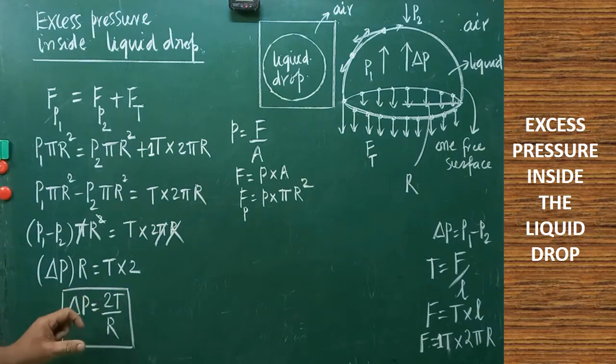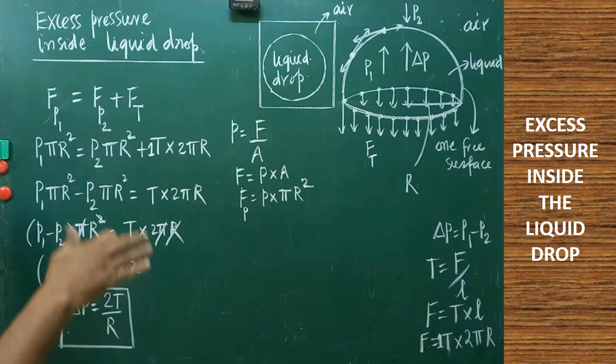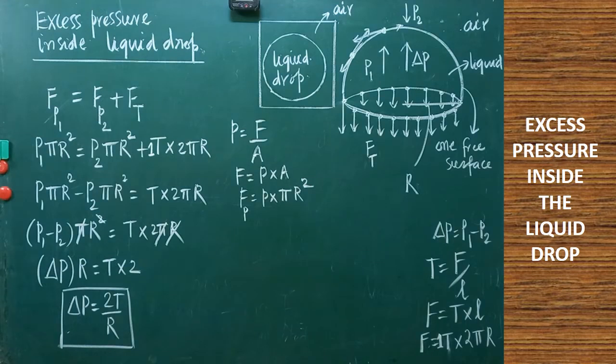The same expression was already derived in the case of the air bubble. Are you clear? Now, the same expression is derived even in the case of the liquid drop. So it is a very simple one. That's why I didn't rub the board again. I have used the same expression as seen in the case of the air bubble. For both liquid drop and air bubble, the excess pressure expression is del P is equal to 2T by R. Don't forget the term 2.